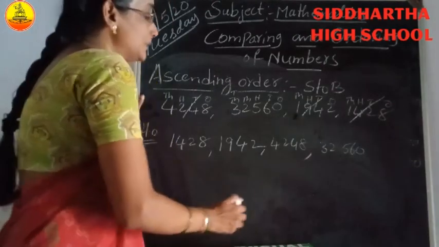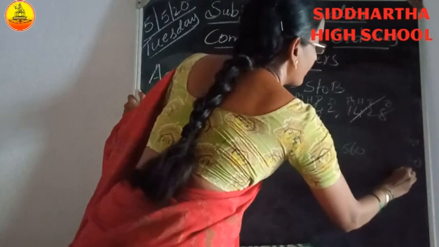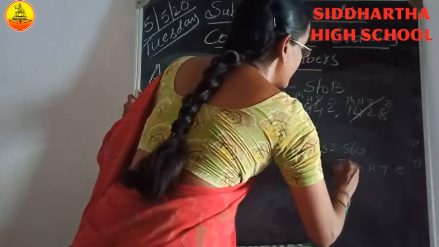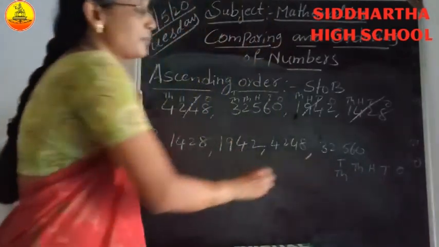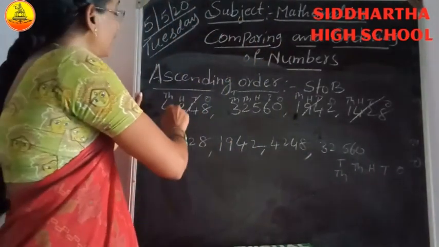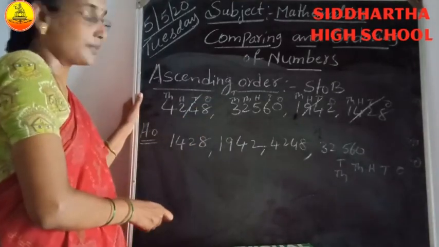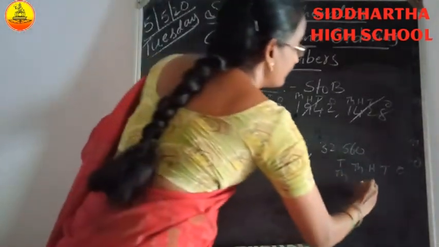Will you observe here? Ones, tens, hundreds, thousands, 10,000. Why did I write up to 10,000, children? Here all are thousands only, but this number has 10,000s. So I wrote that place. Okay, children, now observe here.